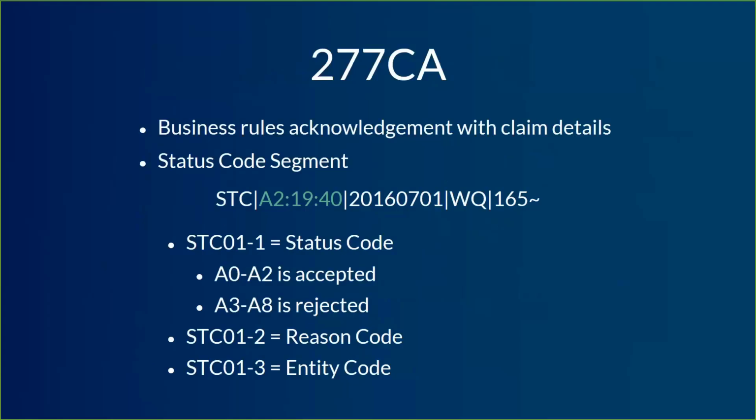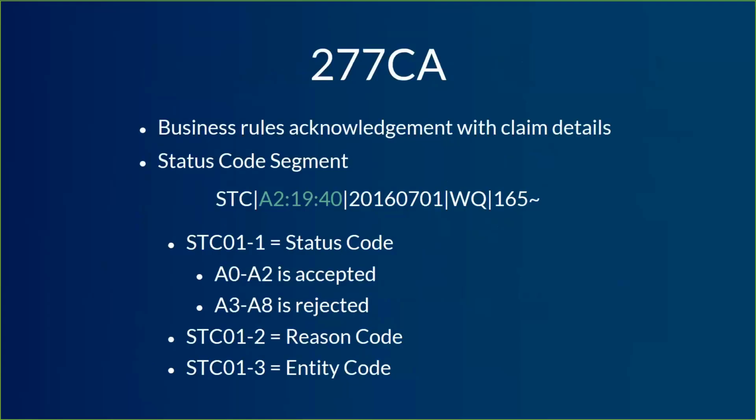The STC01-2 is a reason code, and this will give more detail and expand upon the status code that was given. And there are lots and lots of different ones that can be supplied in there. The third subposition, STC01-3, is the entity code, and this one is situational. If the reason code refers to a specific entity who has to be identified, then you'll get an entity code. So just as an example, let's say the reason code was entity not eligible for benefits.